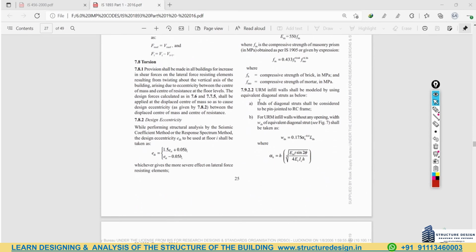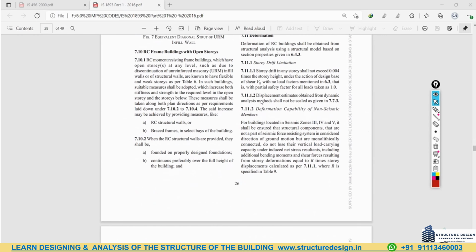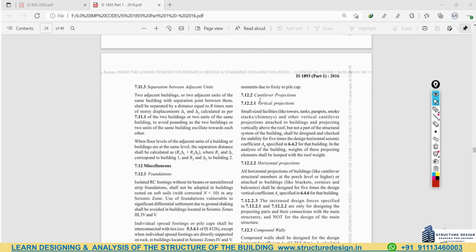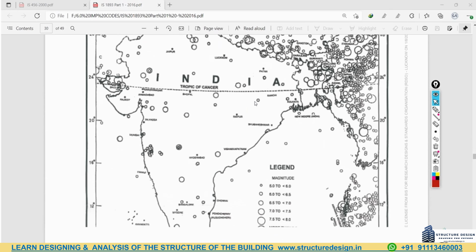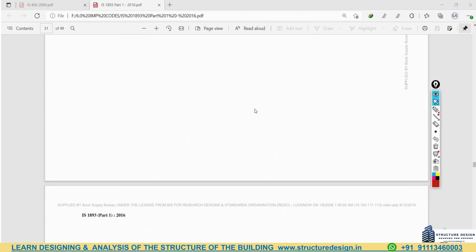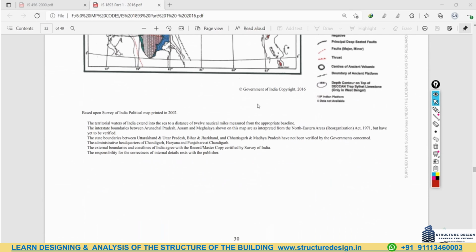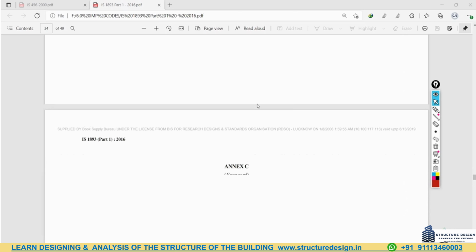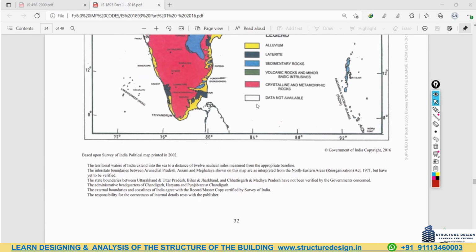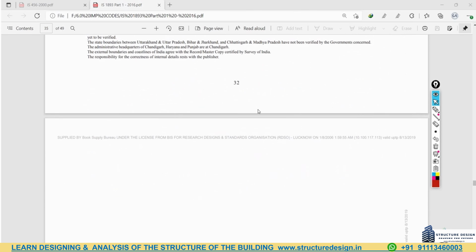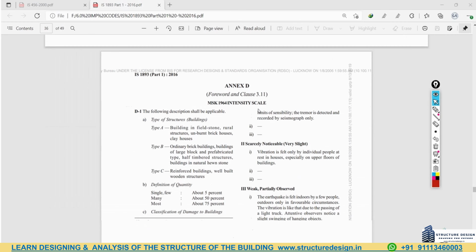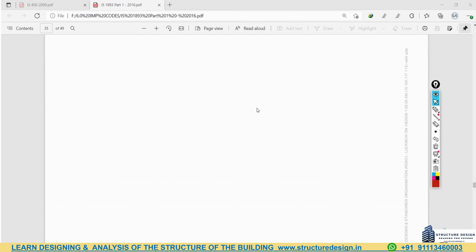So if you come below, there are clauses which will guide you to perform the dynamic analysis also, and also there will be clauses which will be used for doing the vertical analysis also. So if you look at now, currently as per our Indian practice, you will find that structural consultancies are doing only the horizontal analysis for earthquake.